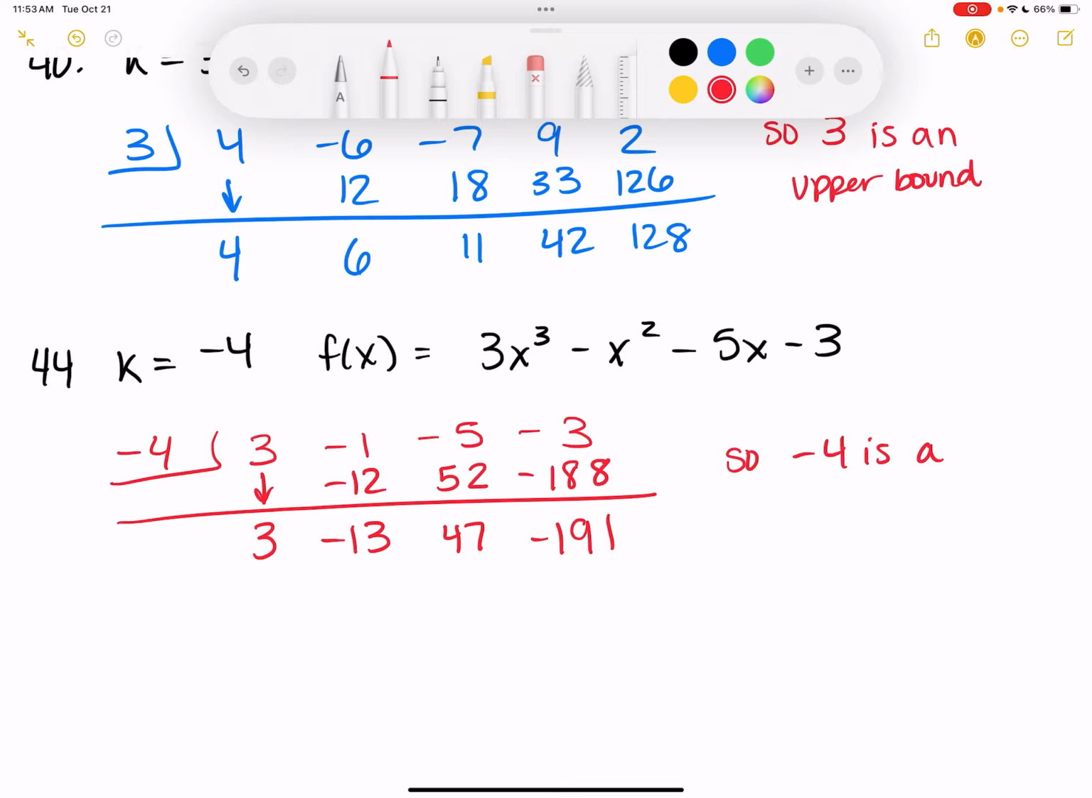So we only swap the sign of our k if it's written in this form. This factor would be x plus 4. The 0 is -4. So k is the 0 that it's giving you.